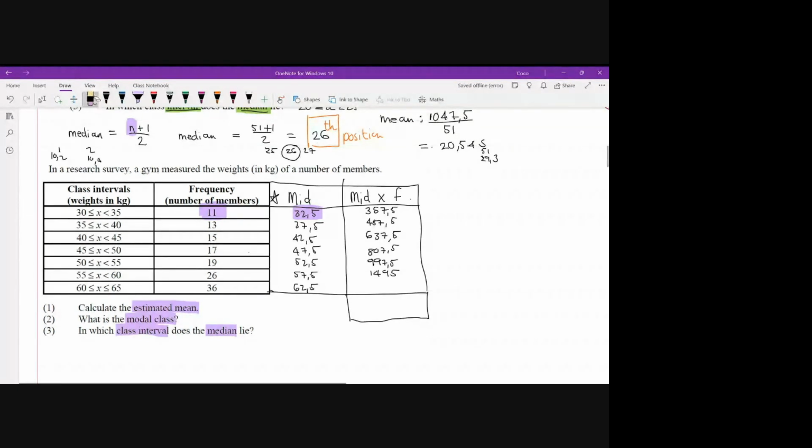2250, right? And so for us to calculate the mean, we're going to need to add all of these together and get the total. Who's got a total for me?